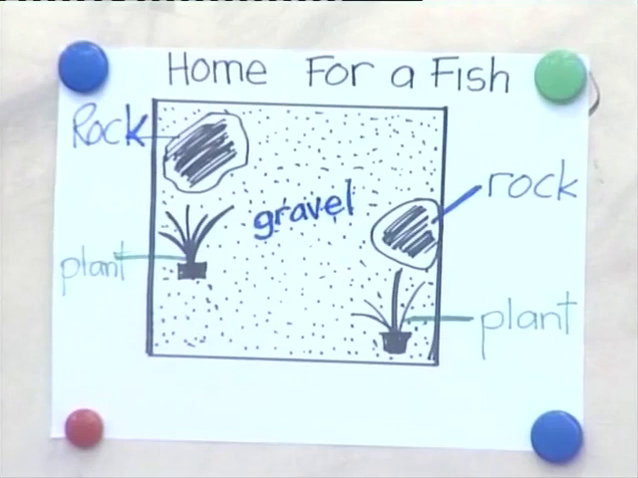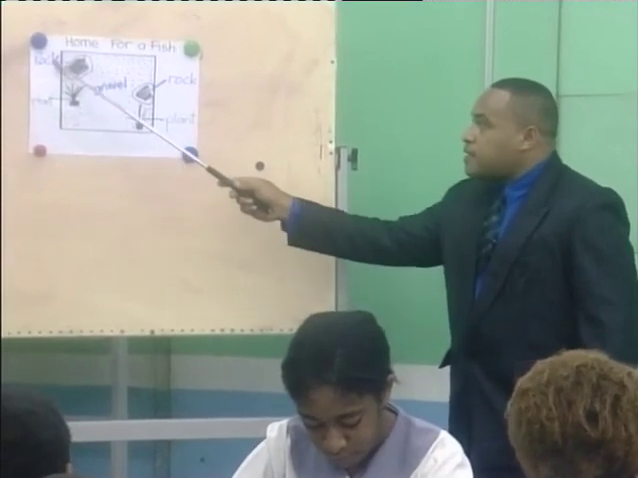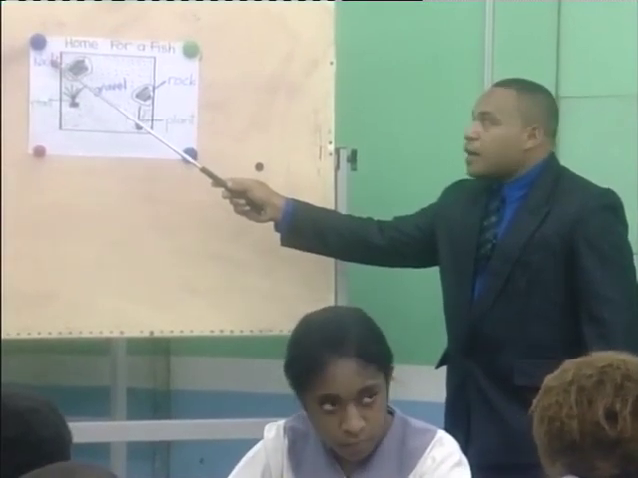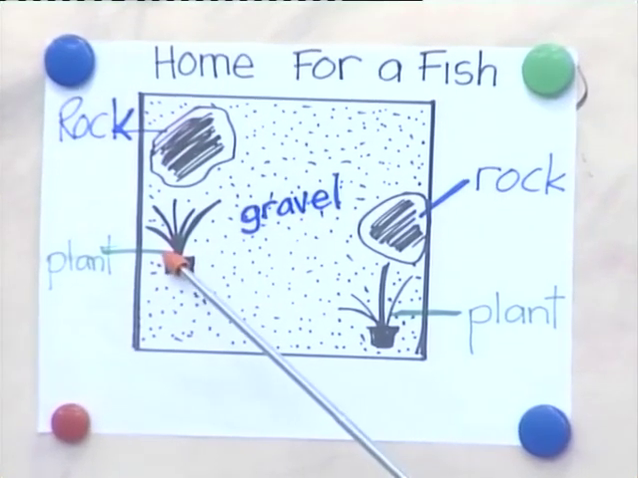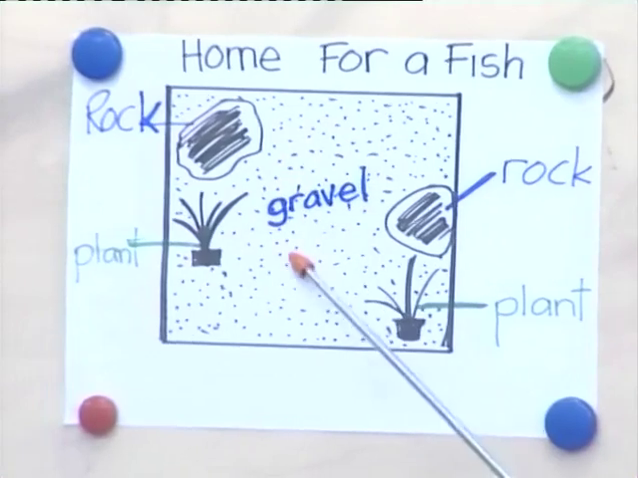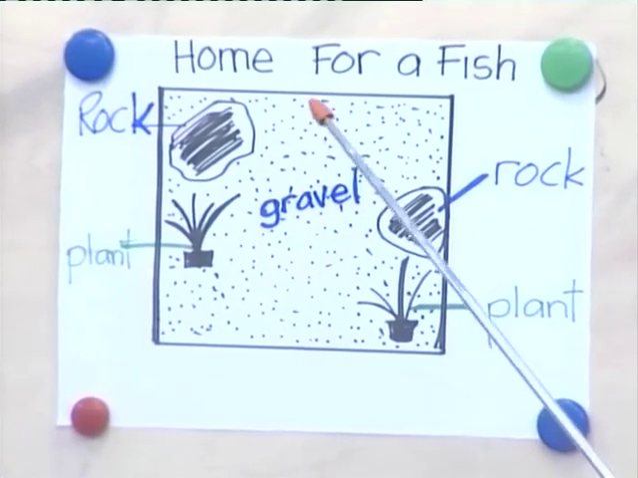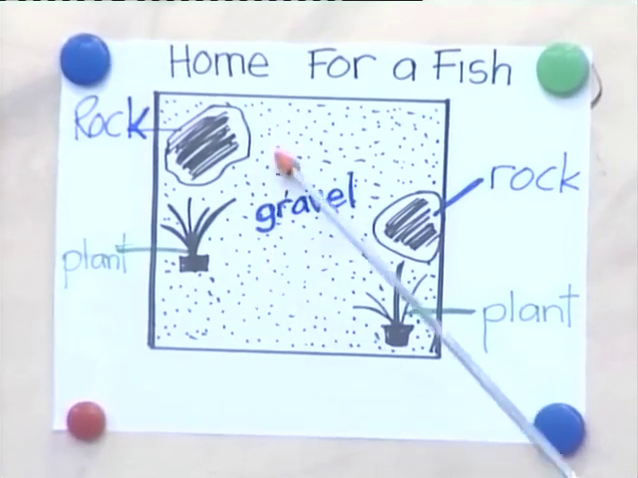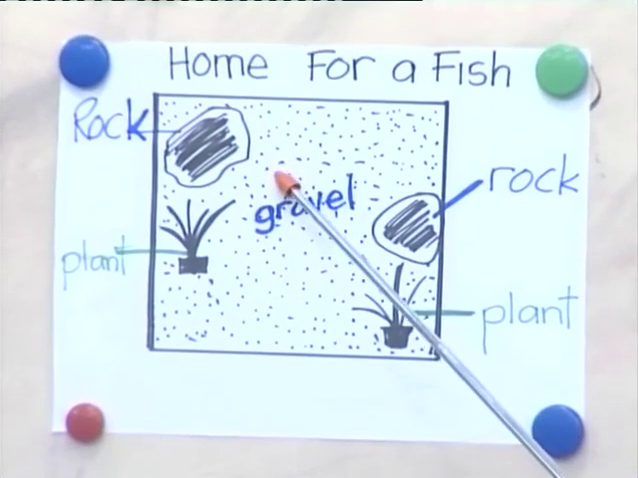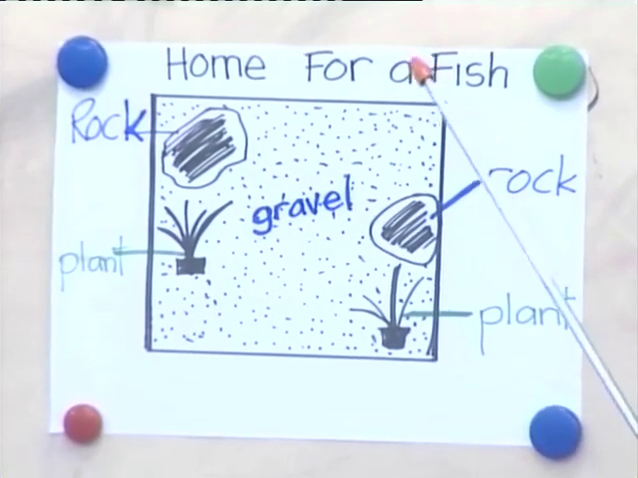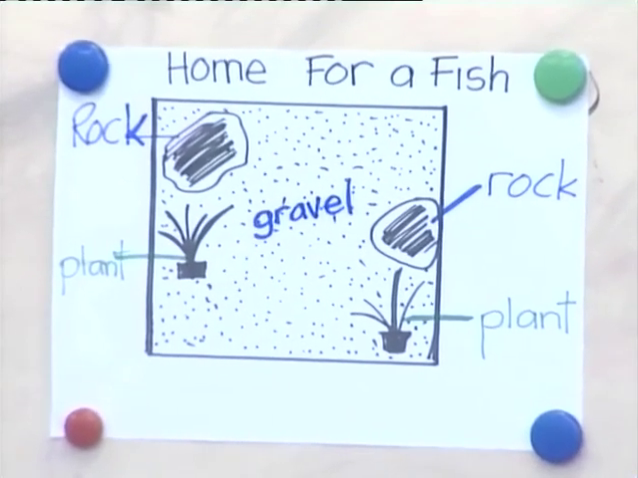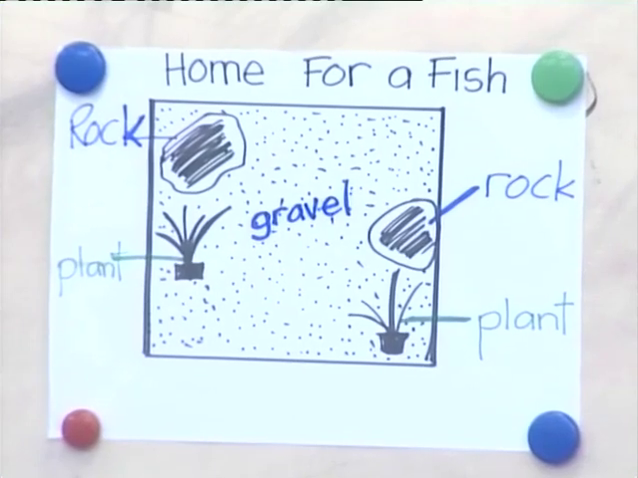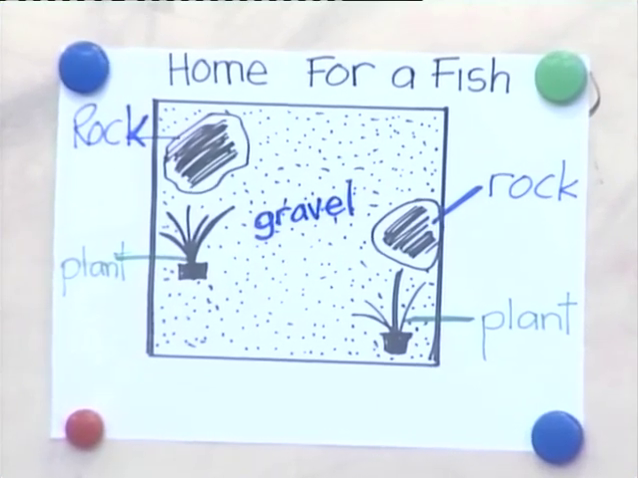Okay, this is the aquarium. This is the model class. What is it? This is the rock, a plant, and the gravel. So these are the things that make up a home for a fish. Okay, very good. So receiving students, like I've said, you can check with your students after the class.